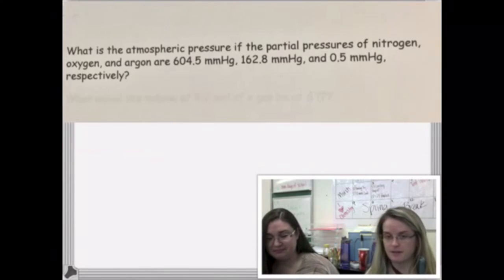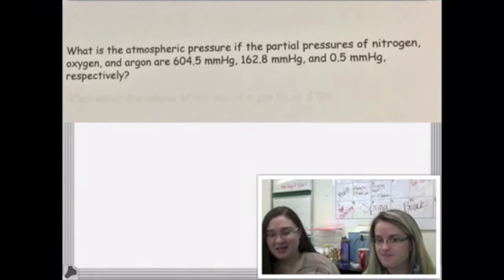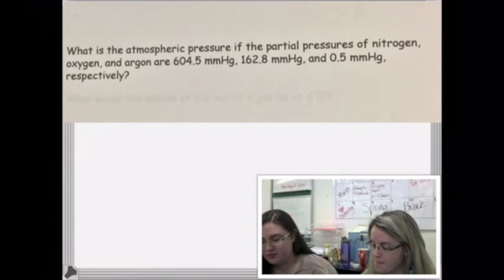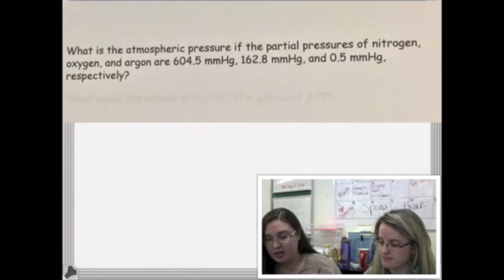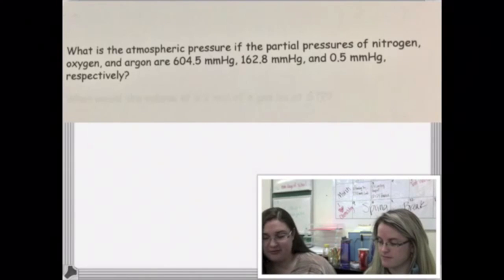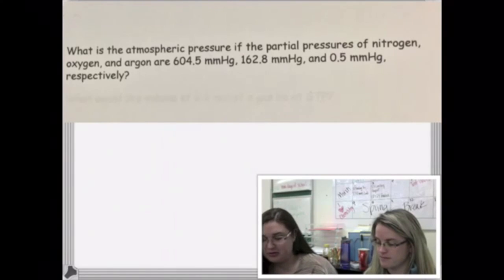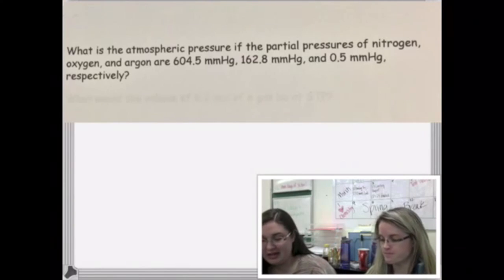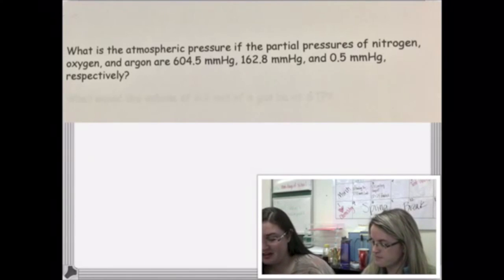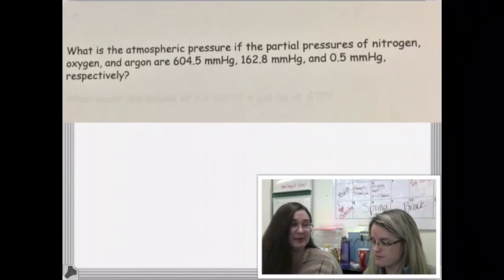So we have a first example. What is the atmospheric pressure if the partial pressures of nitrogen, oxygen, and argon are 604.5 millimeters of mercury, 162.8 millimeters of mercury, and 0.5 millimeters of mercury, respectively?